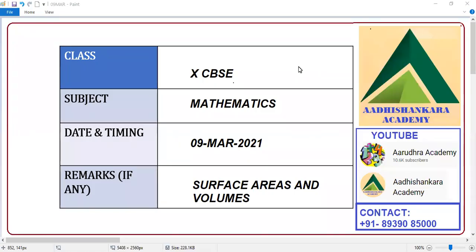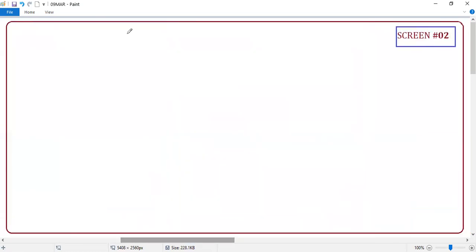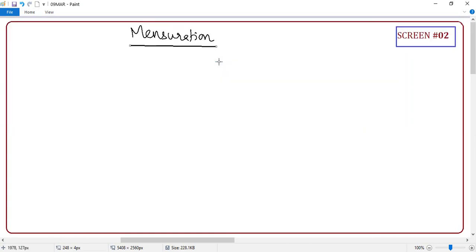Okay, students. So let's start with surface area and volumes. The chapter name is called mensuration, students. Under this only the surface area and volumes are coming. Basically, why they are specially calling it surface area is because you already learned all 2D figures, and in 10th standard you are going to learn 3D figures.